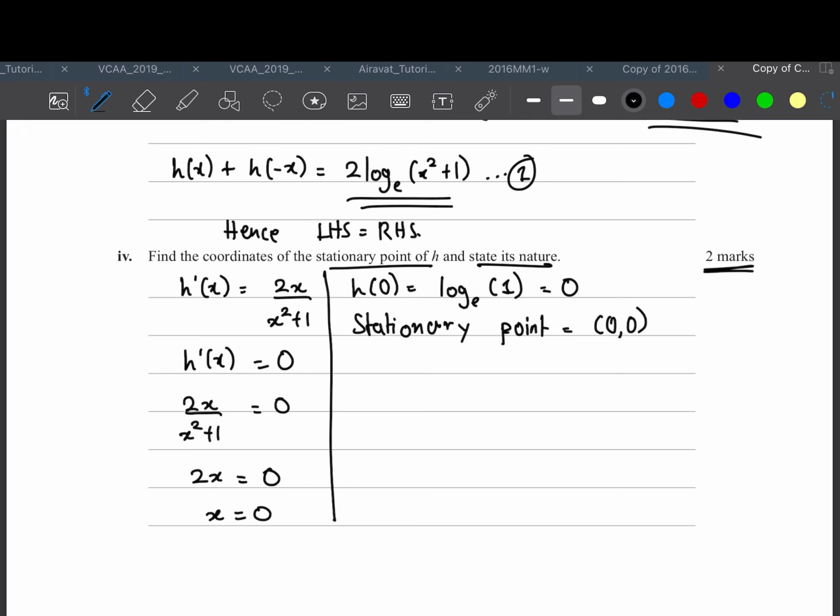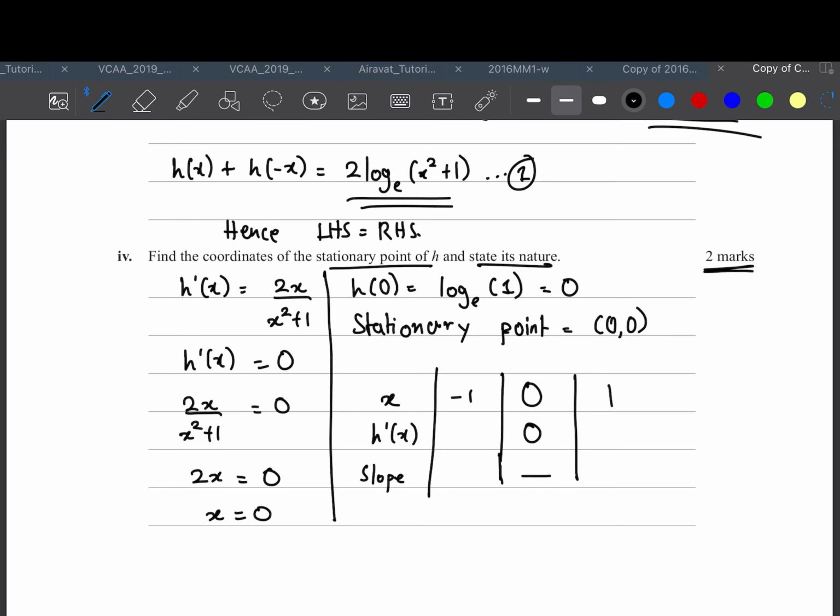Now to solve for the nature of this stationary point, I'm just going to use our trusted table method. So x, h dash of x, and slope. I'm going to pick -1, 0, and 1. Because we know there's a stationary point at x equals 0, I'm just checking whether the gradient is positive or negative on either side of the stationary point, and that way we can easily determine the nature. So -1, 0, 1. Here we can already tell that h dash of x when x equals 0 is just going to be 0, because we already calculated that it is a stationary point, and hence there is no gradient.